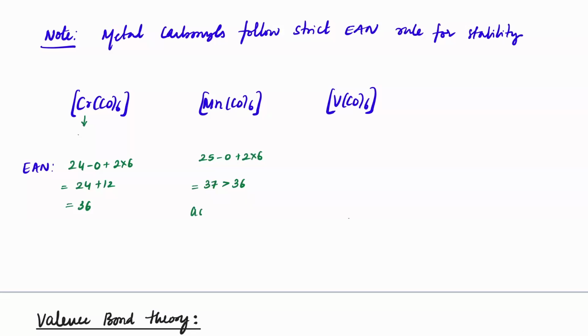So it acts as a reducing agent. Acts as reducing agent. Clear? It will act as reducing agent.